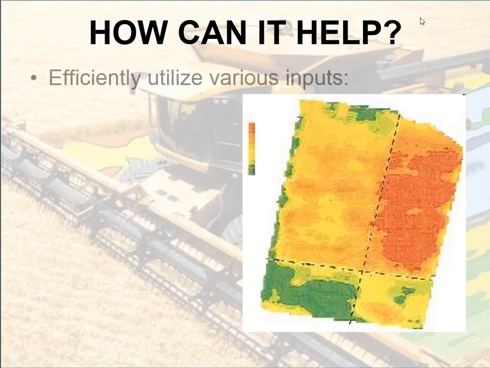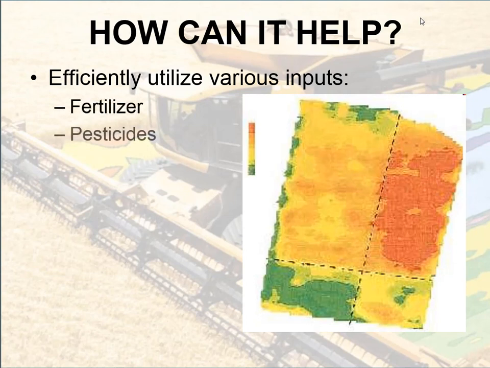And the best way it does is it allows us to start utilizing our inputs more efficiently. And those inputs would be things like fertilizer, pesticides, herbicides. We're now looking at how well we can place our seed, getting that seed placed ideally so it's not competing with other seeds, but still has the right access to the right nutrients.